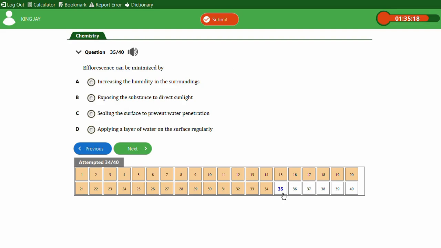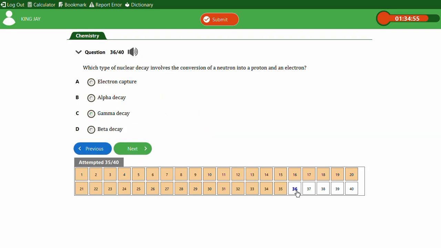Quickly heading to 35. Efflorescence can be minimized by increasing the humidity around the substance? No. Exposing the substance to direct sunlight? No. Sealing the surface to prevent water penetration? Yes, that is the way to prevent efflorescence. It can be minimized by that. And 36. Which type of nuclear decay involves the conversion of a neutron into a proton and an electron? It is beta decay. So obviously D, beta decay.